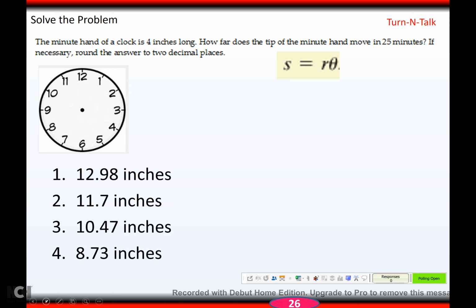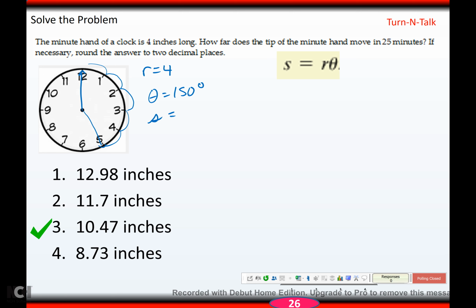Alright, try this one, hit pause, come back when you're ready. And hopefully you got 10.47 inches. Okay, my minute hand this time is 4 inches long. How far does the tip of the hand move in 25 minutes? Remember we said each one of these was 30 degrees, so 30, 60, 90, 120, 150. Right, so theta is 150 degrees, and they want me to find the arc length.